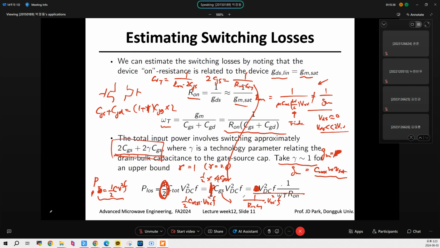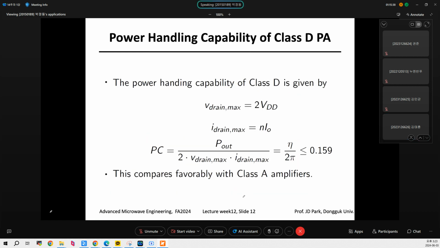The power handling capability of class D is given by here. Drain max is 2 VDD if we use the inductor. We use the inductor this way, here. The half circuit is given by this line. Since we use the inductor, drain max is 2 VDD. That's what it means.